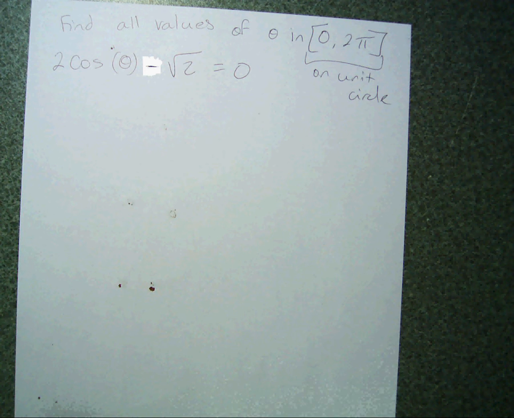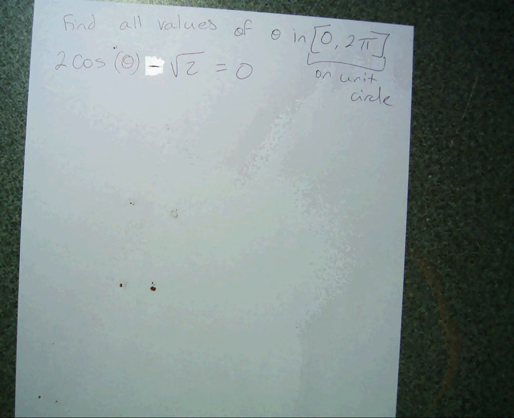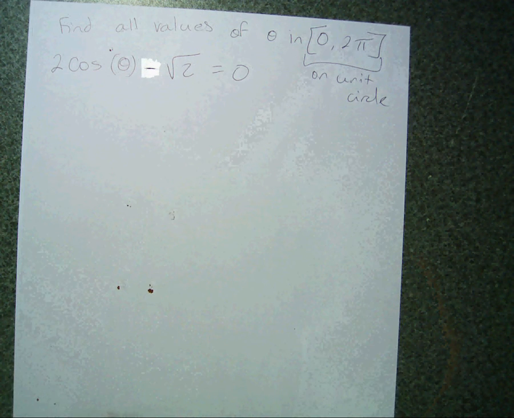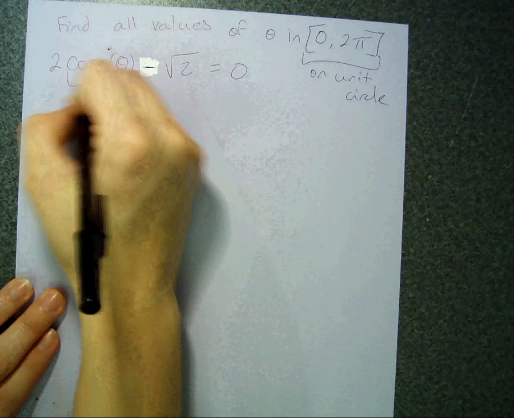Alright, so we have 2 cosine theta minus the square root of 2 equals 0. And we want to find all the values of theta on the unit circle, 0 to 2 pi, that satisfy it. So very first thing, before I start looking at any angles or anything like that, I have to get the trig function, cosine, all by itself first.